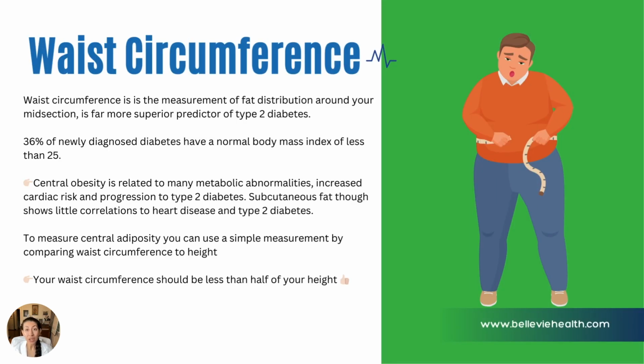Another easy test that you can do at home, and is related to many metabolic abnormalities, is checking your waist circumference. This is one of the measurements I want them to keep track of because we don't go by the number on the scale. We go by waist circumference, which is a more superior predictor of type 2 diabetes. Your waist circumference should be less than half of your height. And remember, as your central obesity increases, the risk for cardiac disease and progression to type 2 diabetes increases as well.